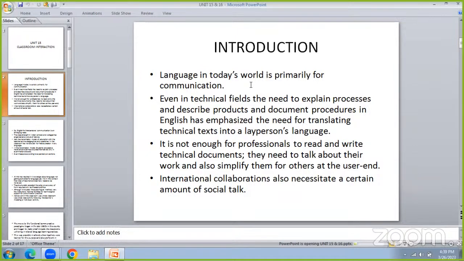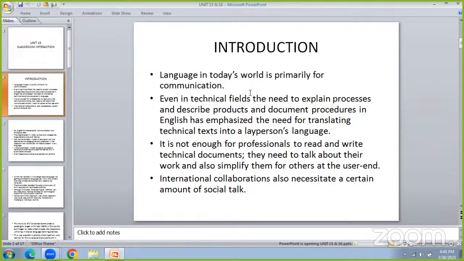If you are applying for a job, you go to an interview, you talk to them, you communicate what you are capable of, what your skills are, what your potentials are. Basically it is all communication, right? So we need to be very good at communication. That's the first point. Language in today's world is primarily for communication. But it is not only for the learners of the language, it is also very important for other people around us.